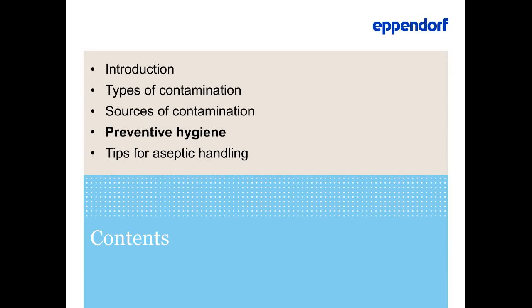So now we know who our enemy is and where it comes from, so the next logical step is preventive hygiene. Before we start the chapter, we would like to start the next poll. The next poll question is regarding cell culture techniques. How did you learn cell culture techniques? Learning by doing, where my colleague in the lab taught me how to work with cells; I attended a training course; or I attended lectures. So please vote now.